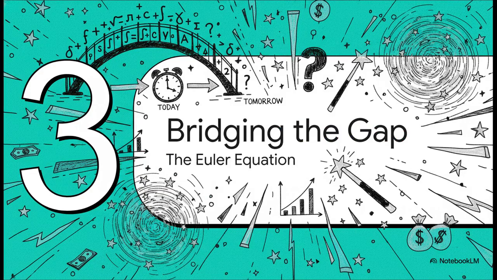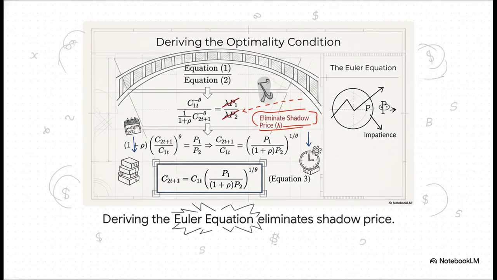Section 3, bridging the time gap, the Euler equation. With our first-order conditions set, this is where the magic really happens. By dividing our two equations, we neatly eliminate lambda. And what we get in return is the Euler equation. This is our bridge.